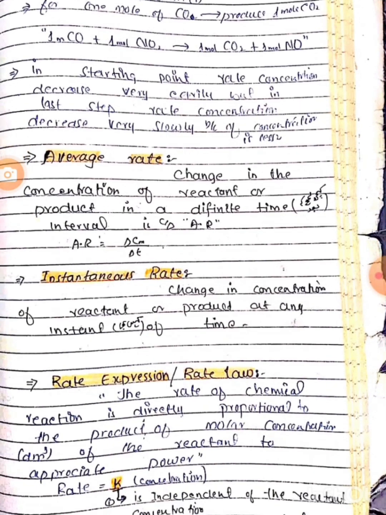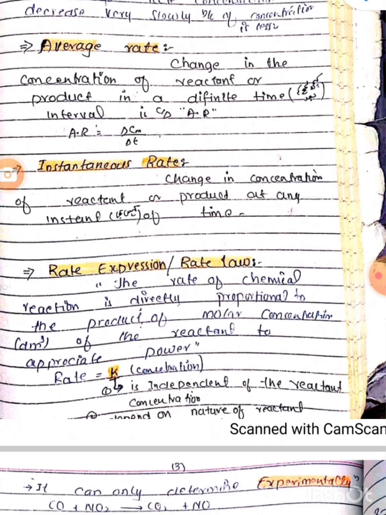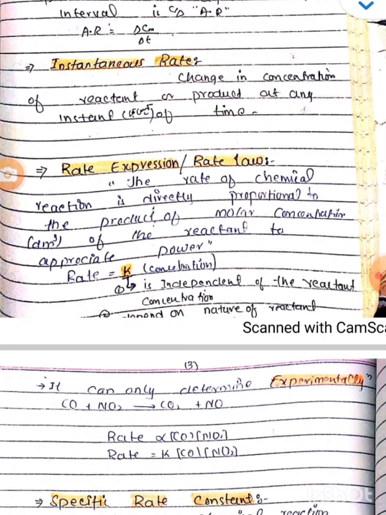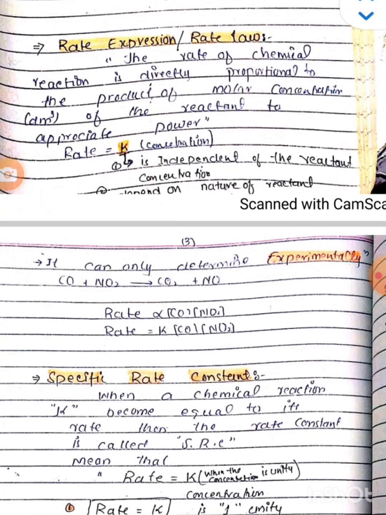And now we come to the instantaneous rate. Change in the concentration of a reactant or a product at an instant of time is called the instantaneous rate. And the rate expression: the rate of a chemical reaction is directly proportional to the product of the molar concentrations of the reactants. This is called the rate expression, or rate law, and it is written like this.